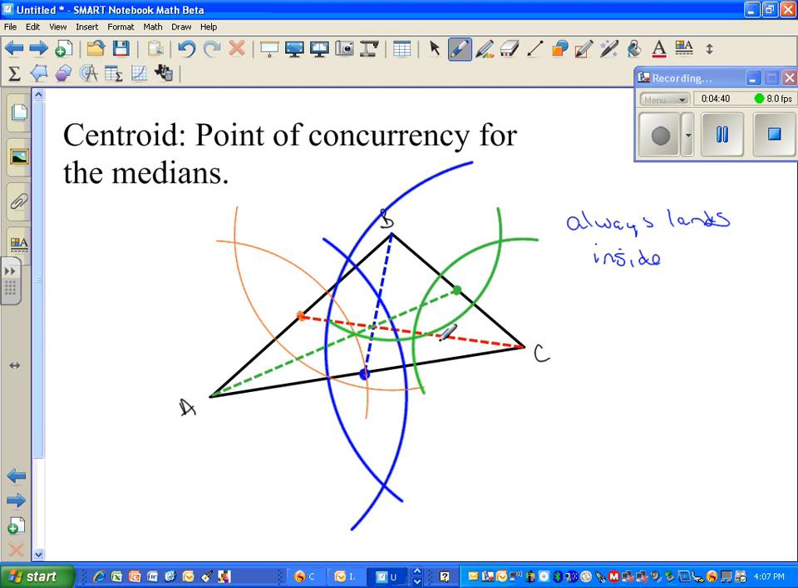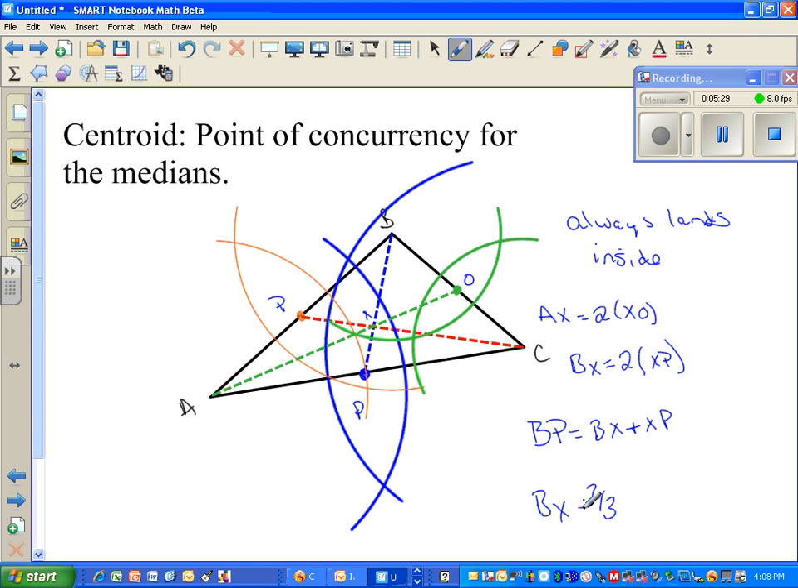And what you're going to find is if you measure these segment lengths, I'm going to call that point X, and I'm going to call this P, that O, and that Q. You're going to find that from A to X is going to be equal to 2 times X to O. And you're going to find that from B to X, it's going to be 2 times X to P. The other thing that you'll see, since they're cut at a 2-to-1 ratio, is the length of BP is going to be equal to, obviously, BX plus XP, but BX is 2/3 of BP, and XP is 1/3 of the length of the whole median.